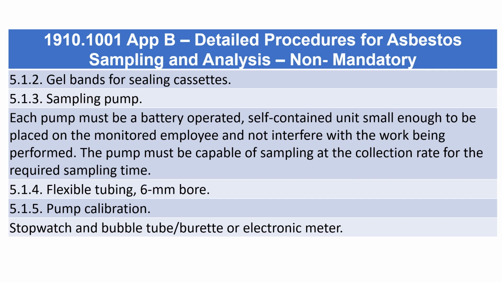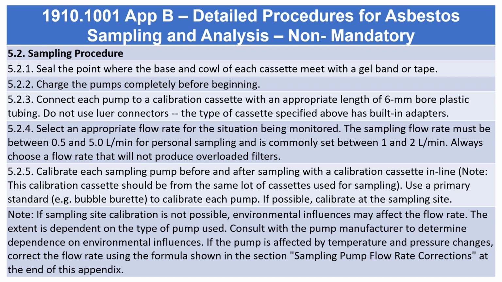5.1.4. Flexible tubing, 6 mm bore. 5.1.5. Pump calibration. Stopwatch and bubble tube/burette or electronic meter. 5.2. Sampling procedure. 5.2.1. Seal the point where the base and cowl of each cassette meet with a gel band or tape. 5.2.2. Charge the pumps completely before beginning.